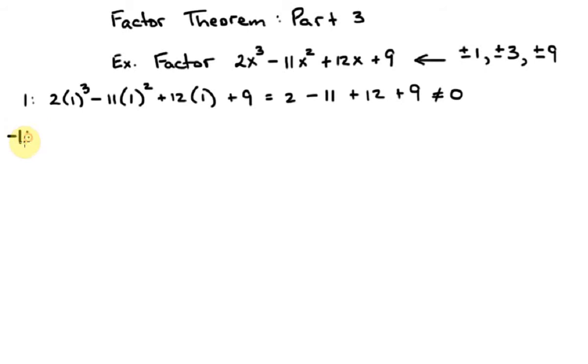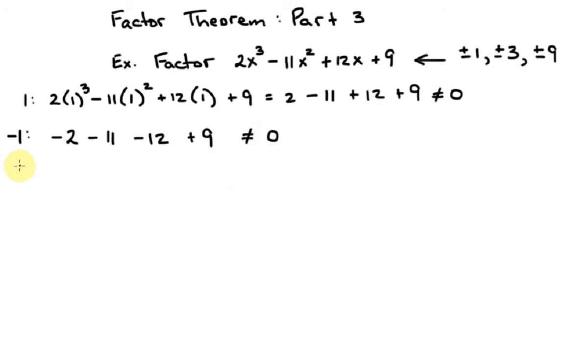Let's move on to the next easiest contender, which is negative 1. Now, sometimes you can speed the work up a little bit. You just do a little bit in your head and say, well, negative 1 cubed would be negative 1, times that by 2, and I'm going to get negative 2. Negative 1 squared is just positive 1, so I can basically ignore it. It's just going to be the minus 11. Over here, I have negative 1 times 12, so that's going to be minus 12. And then I have plus 9. Well, I don't think there's a hope in turning this into 0. So unfortunately, none of those panned out.